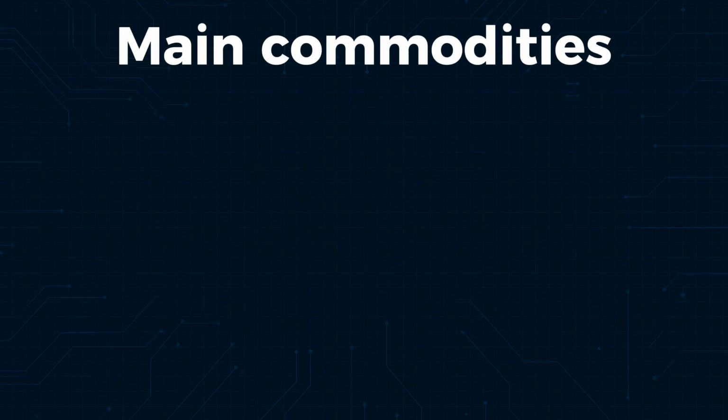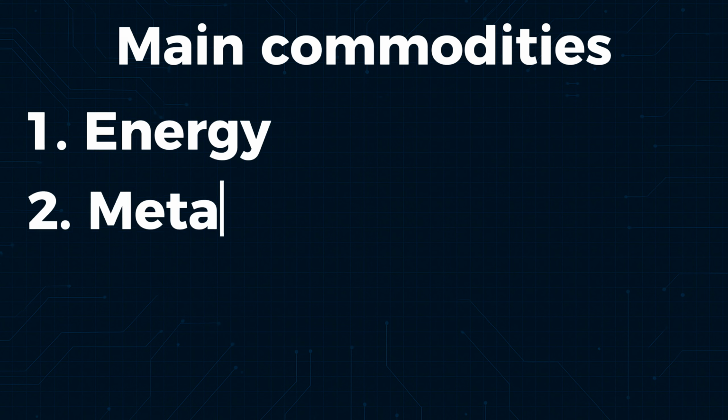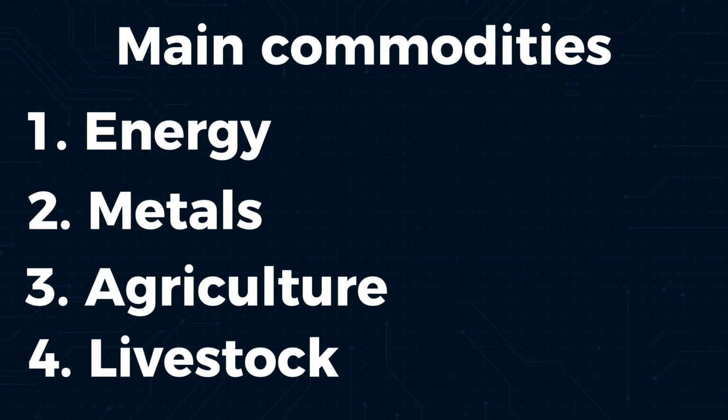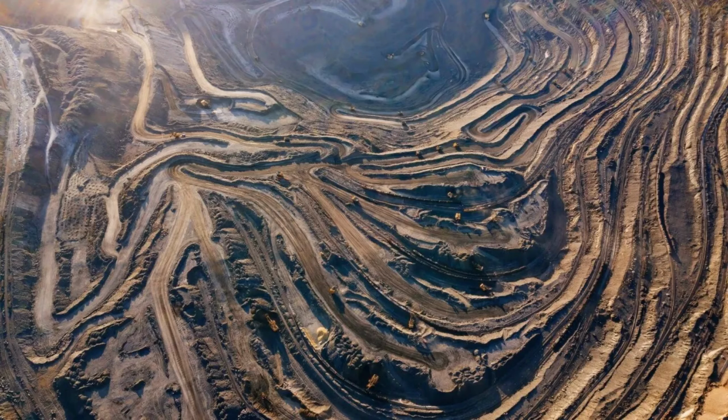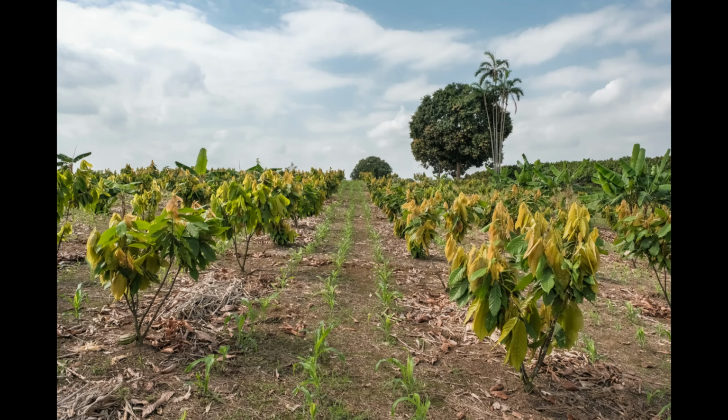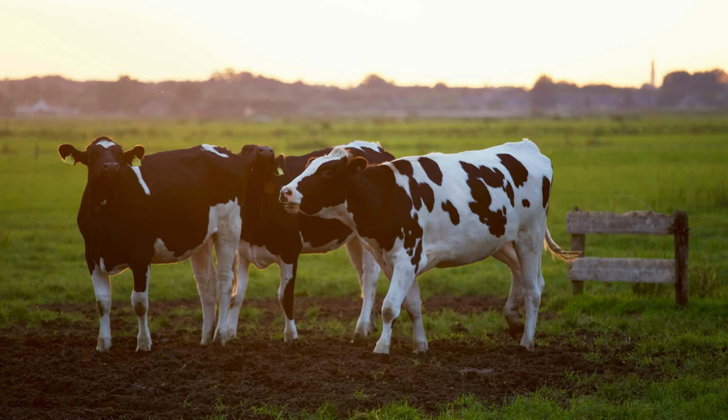The main commodities are typically divided into four categories: energy, metals, agriculture, and livestock. Energy commodities include oil and natural gas, which fuel industries and transportation. Metals like gold, silver, and copper are essential in manufacturing and electronics. Agricultural commodities cover crops such as wheat, corn, and coffee, etc. Lastly, livestock includes animals like cattle and hogs.